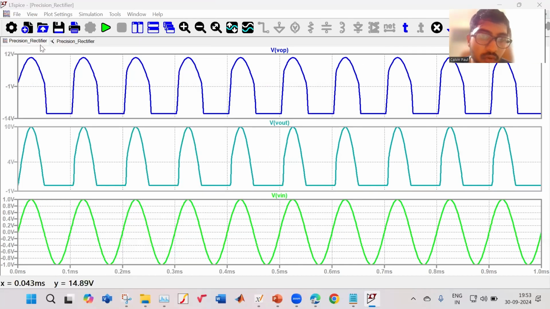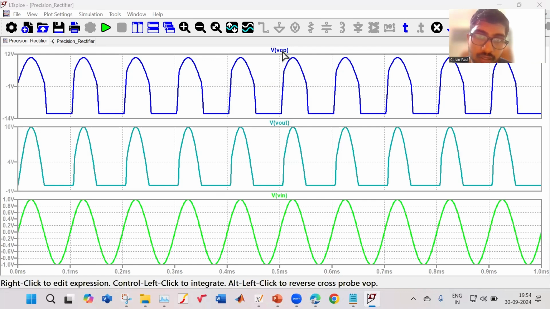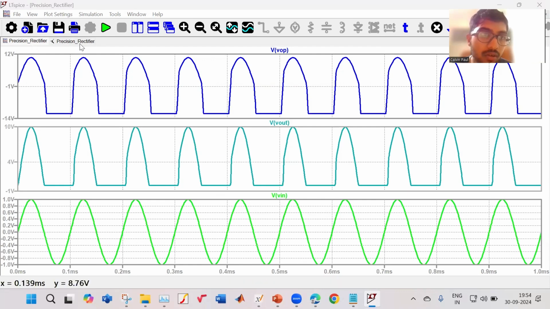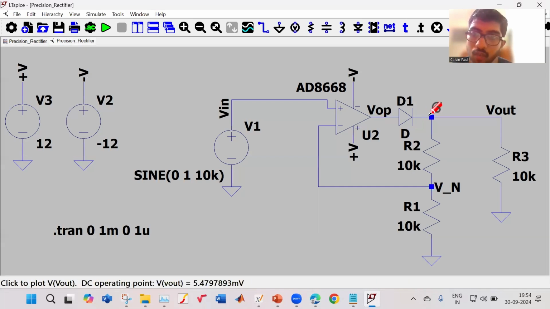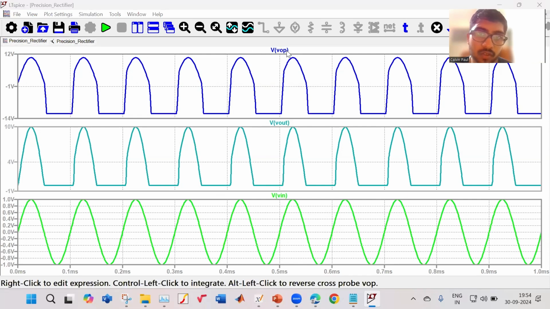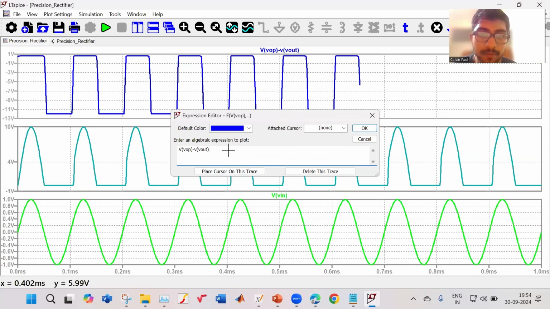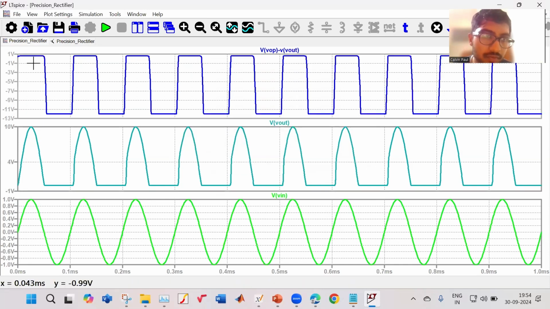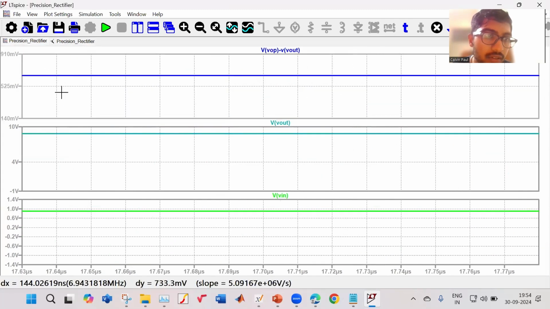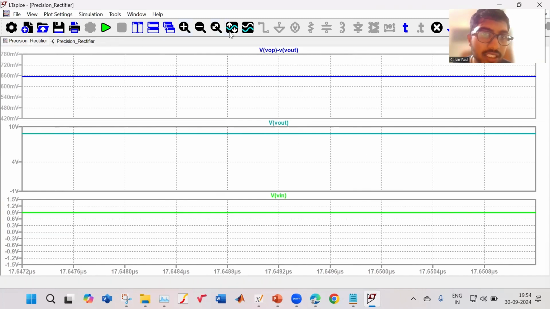Now, this is a voltage VVOP. Is the voltage where? Over here at this point. And what is the voltage across the diode is what I want to check. Okay, so now is VVOP minus VVOut. So this is the voltage across the diode. So when the diode is conducting, it is at 0.7 volt or something, some value. Okay. Around 660 millivolt. Okay, 660 millivolt.